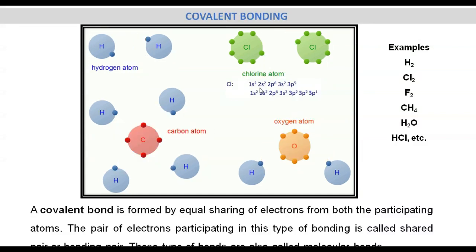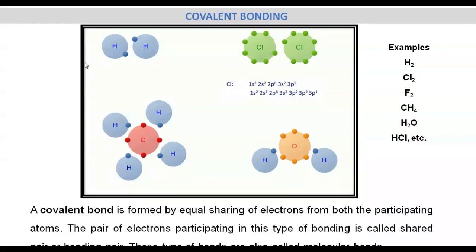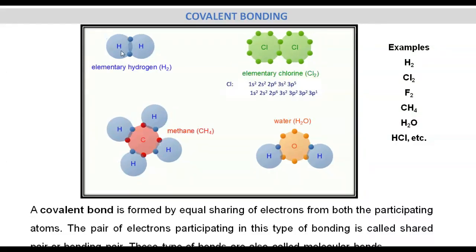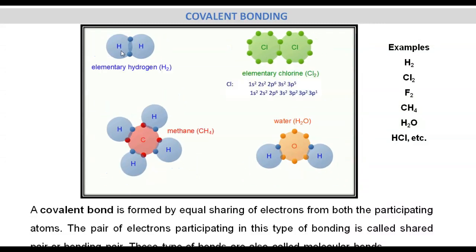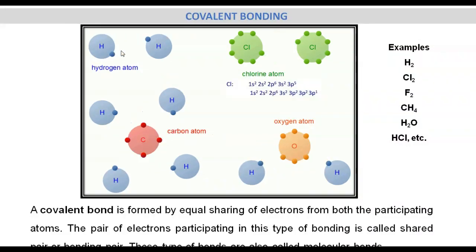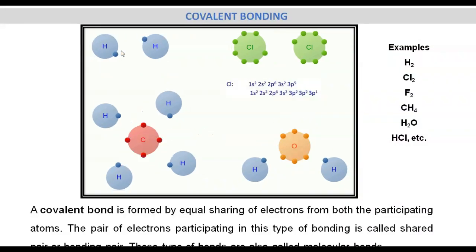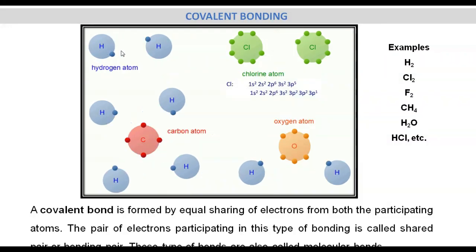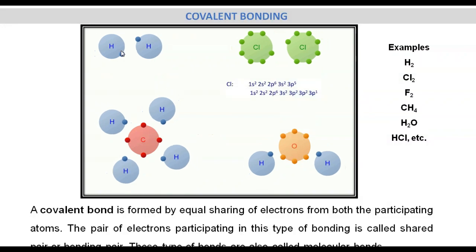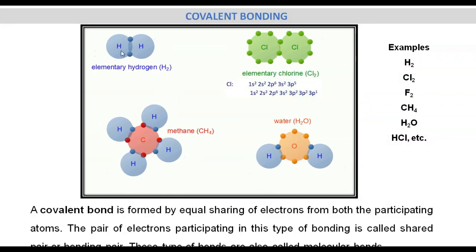For example, the hydrogen molecule contains 2 hydrogen atoms. Hydrogen has atomic number 1, with configuration 1s1. It has 1 electron in its outermost shell, so to attain a stable electronic configuration, it has to share its electron with the other atom, and it becomes the stable electronic configuration of helium.